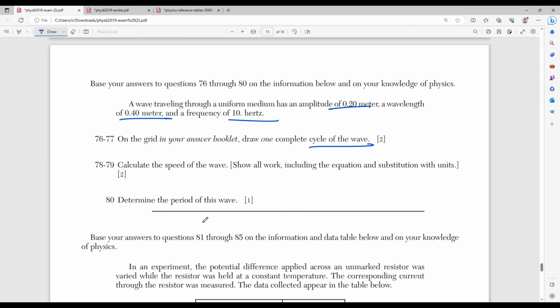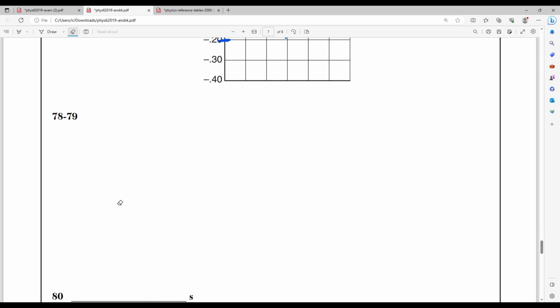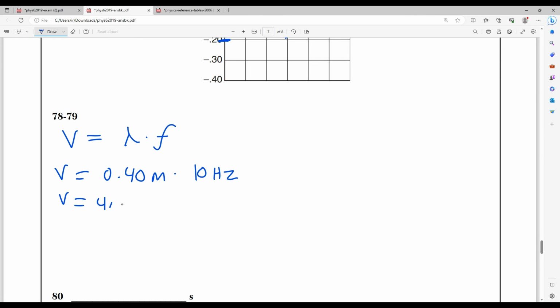So number 78 to 79 says calculate the speed of the wave. If you don't know the formula for the speed of the wave, it's v is equal to lambda times frequency. We know that the wavelength, it already told us, is 0.40 meters. Then our frequency is 10 hertz. So now we have velocity is equal to 4 meters per second.